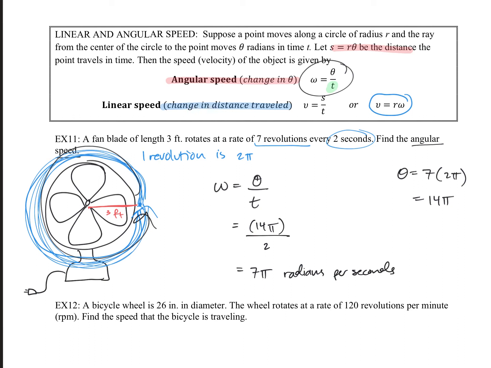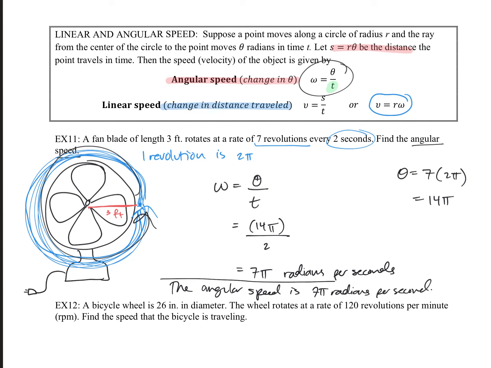So since this is a word problem, we would answer that, what is this? The angular speed is 7 pi radians per second. So that is one thing to note.